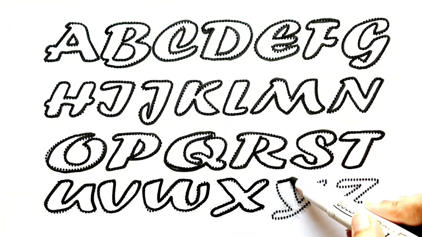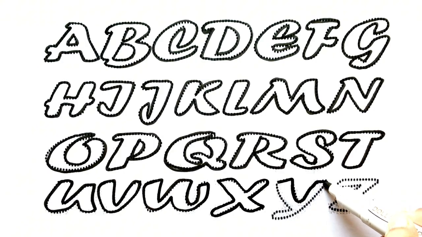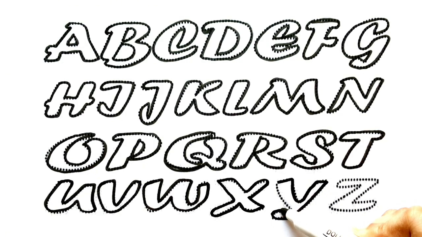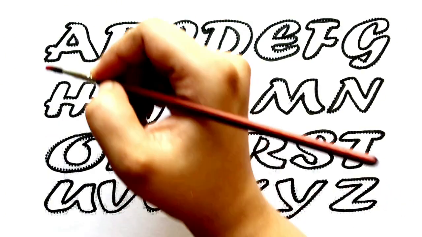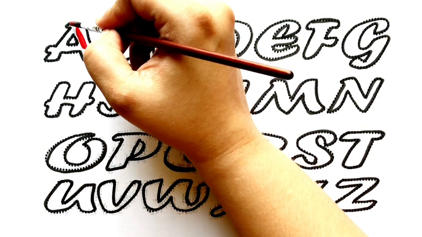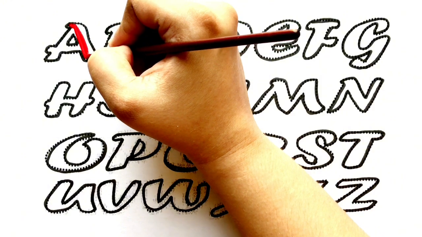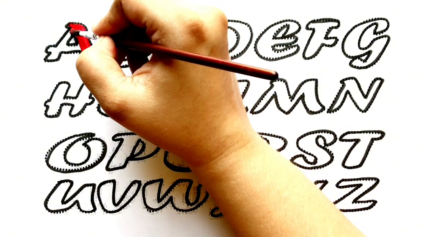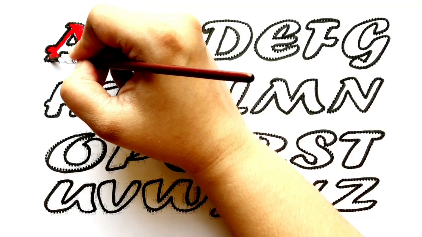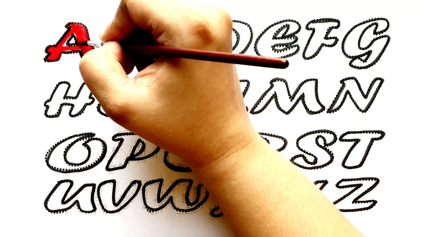A, B, C, D, E, F, G, H, I, J, K, L, M, N, O, P, Q, R, S, T, U, V, W, X, Y. Let's paint. What color? I know A for apple. Seeds. Next time, won't you sing with me?